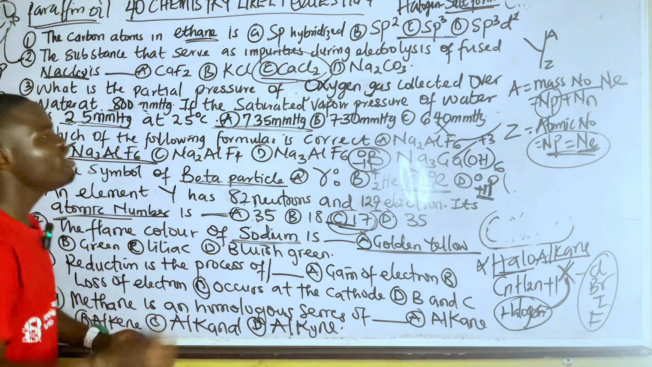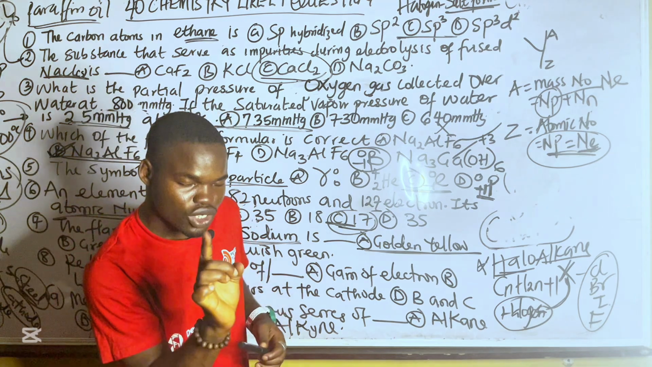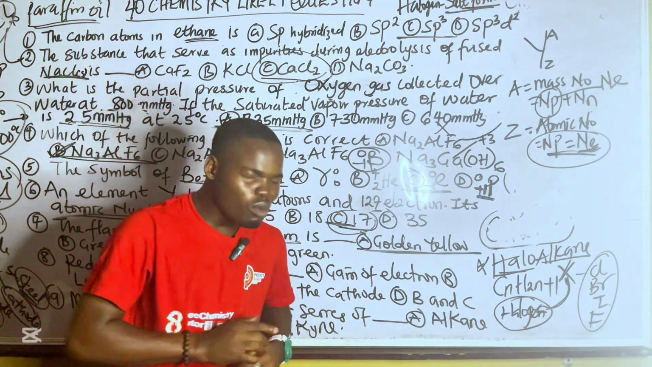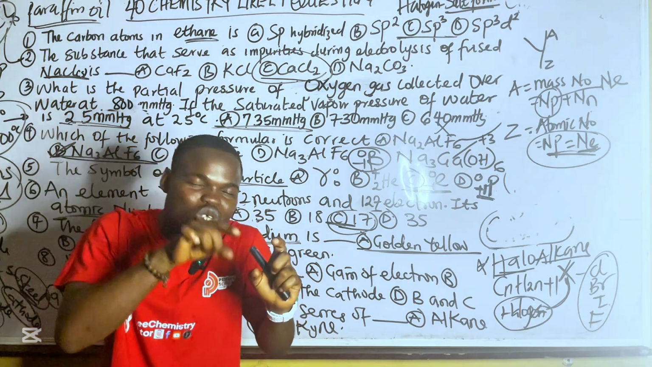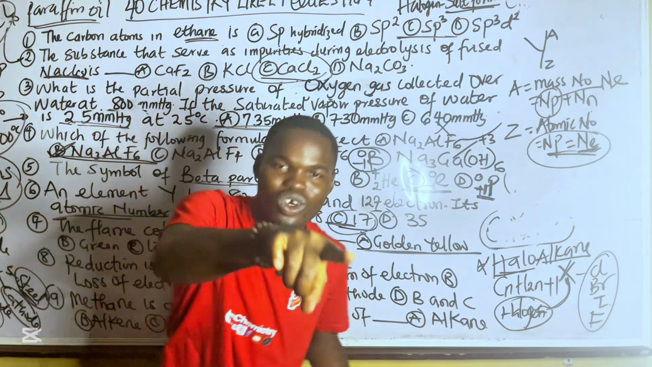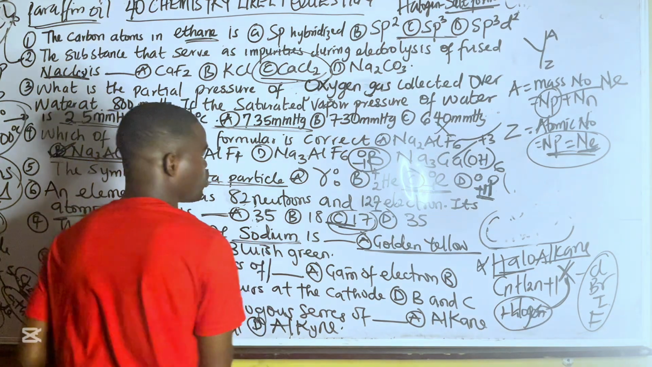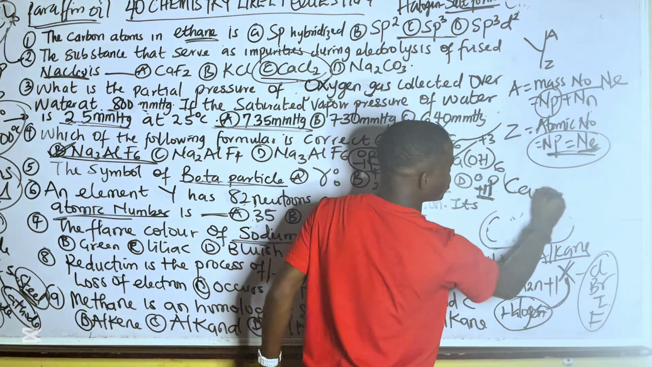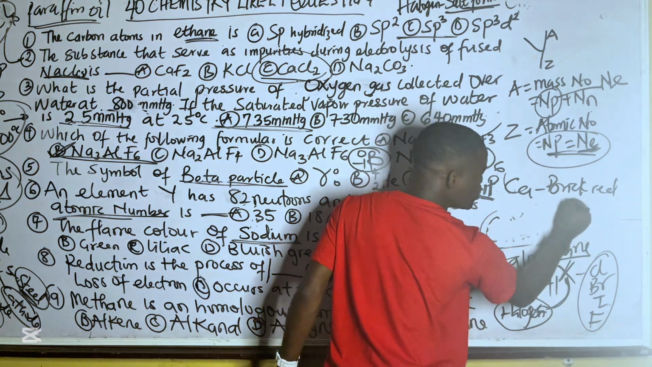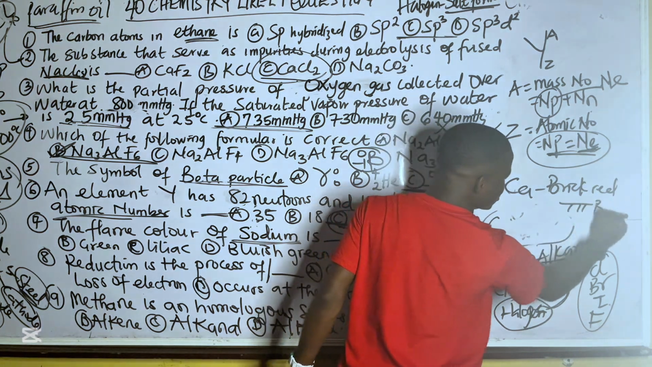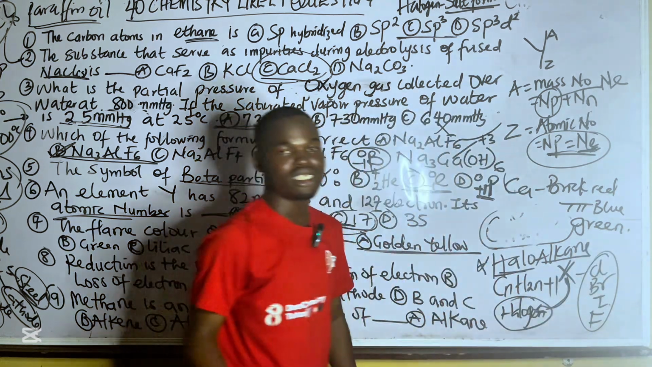Now that is sodium. If it is calcium, calcium burns with a brick red coloration with the flame test. But when you see it through a blue glass, you see a green color. That is calcium. Let me give you another one. So that is calcium, Abi. Calcium is brick red with a flame. Then when you view it through a blue glass, you see what? You see green. That shows that it is calcium.